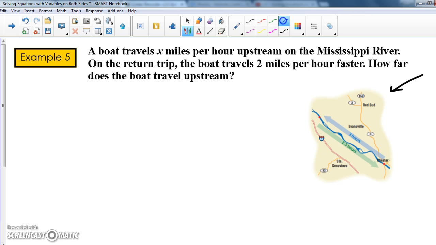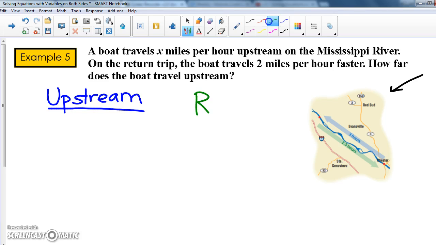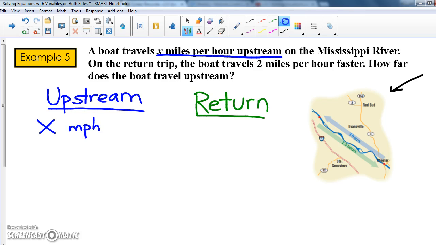So I know that the boat is going 2 ways. It's going upstream, it's going downstream, and in the problem, it's called the return trip. So I'll just write it as return. And let's read the problem again and see what we can pull out. A boat travels x miles per hour upstream. I'm going to stop right there. This is going to go here, x miles per hour. Okay. On the return trip, the boat travels 2 miles per hour faster. So not 2 miles per hour, 2 miles per hour faster than the upstream.